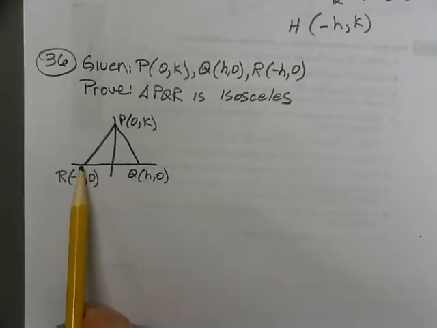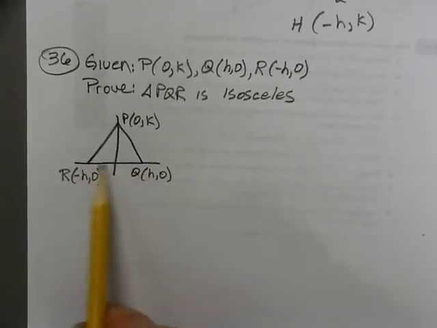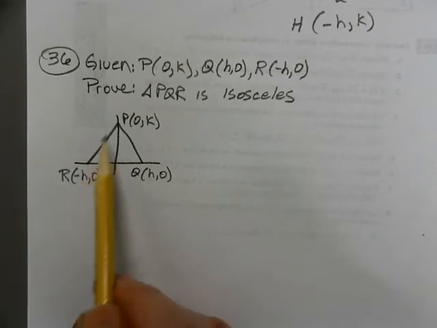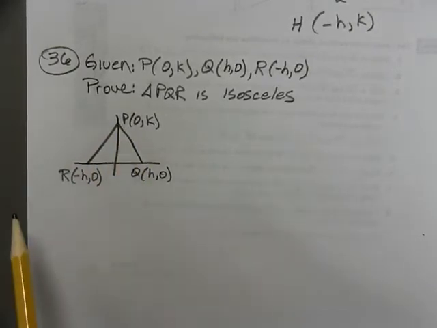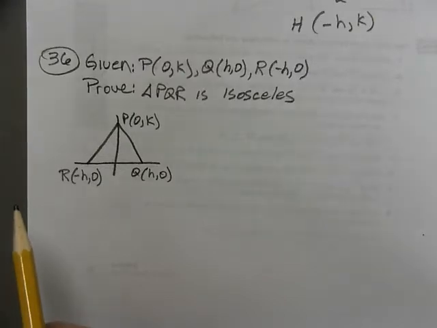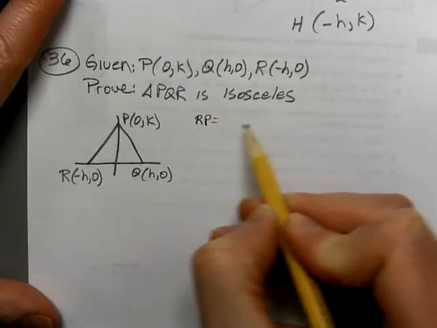I can look here really quickly, and I know that this total distance from negative h to 0 and from 0 to h, that's a distance of 2h. Now I have to figure out what are the distances of the other two sides. Are any of those congruent to each other to make it isosceles? So I need to do distance. So I'm going to find the distance of RP.